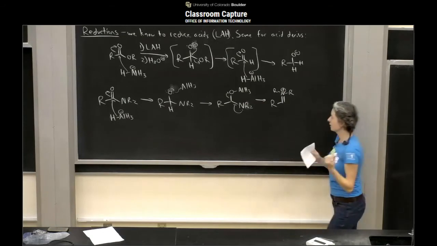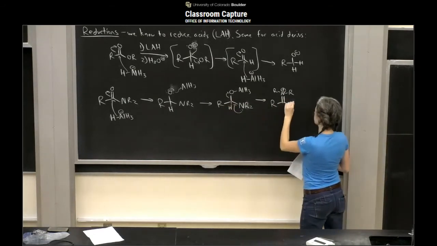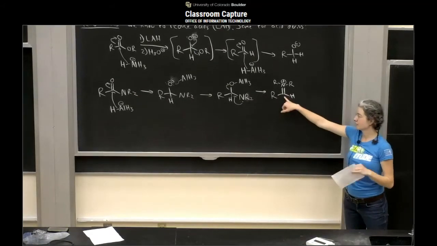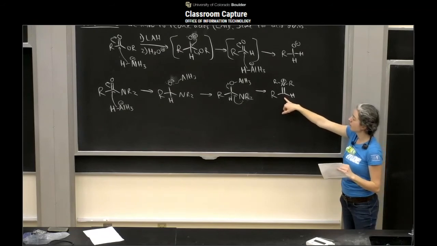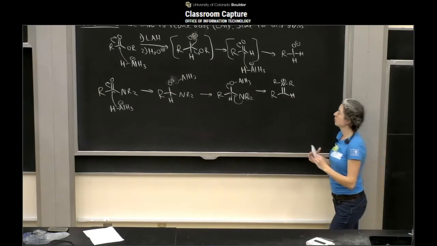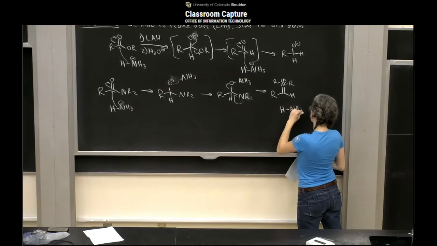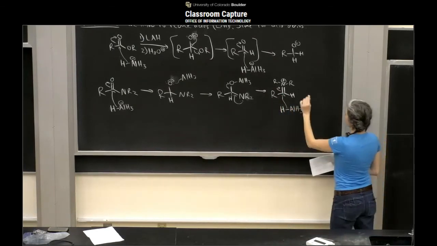And you get to something that looks kind of like the, oh, and I guess I should show that H explicitly too, since that's what we added. So you get to something that looks kind of like the iminium intermediate from when we're doing imine and enamine formations, which is also going to react kind of like a carbonyl would.